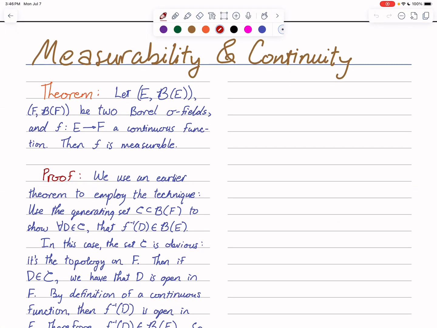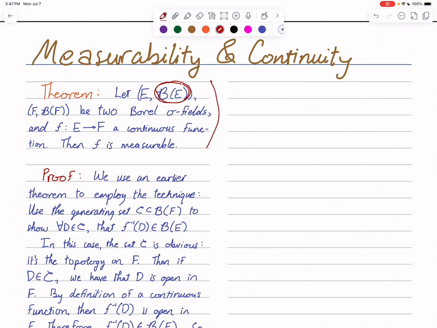So let's jump into a theorem. Let E have a Borel sigma field, and recall what that means. The Borel sigma field necessarily means that there must be some kind of a topology on E. We're not going to focus too much on that topology, but that's what this means, is that there is some topology, some collection of open sets. And so the Borel sigma field is the sigma field that is generated by the open sets.